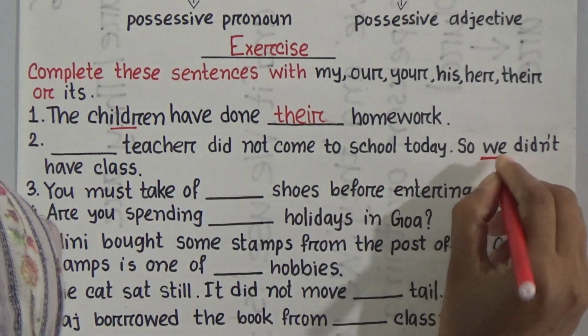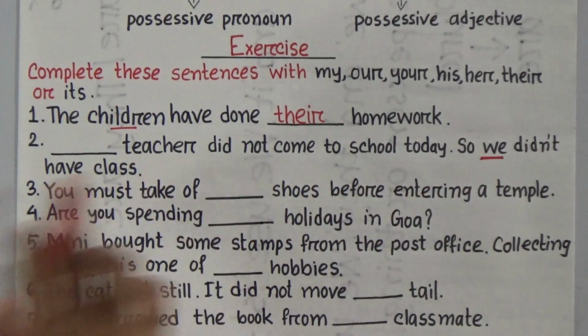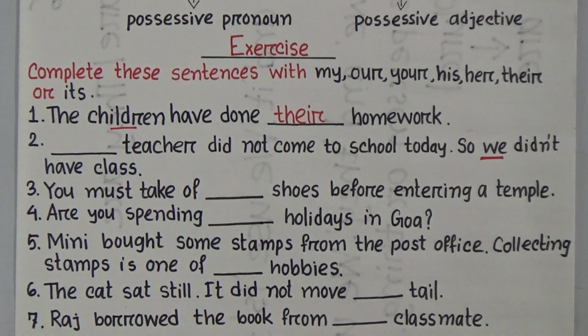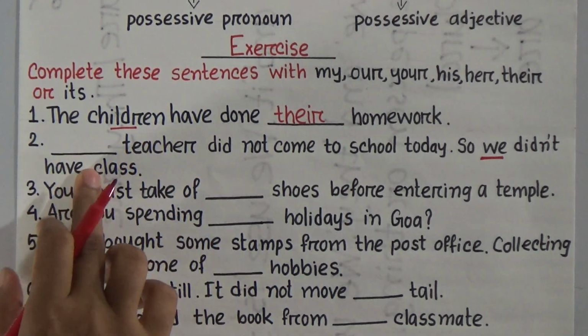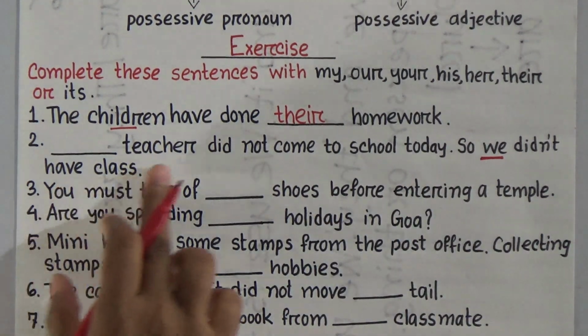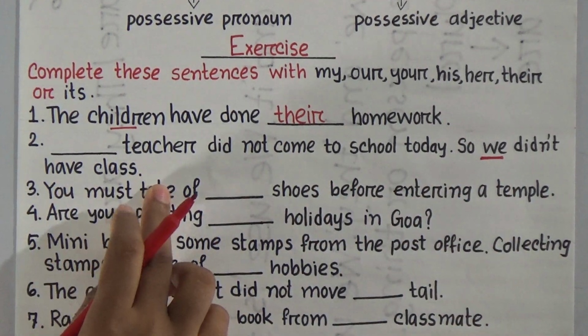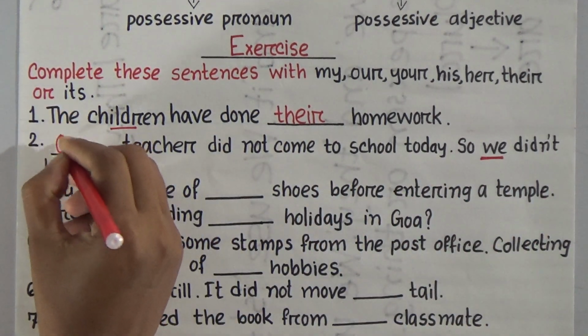Mark here, we. We means our teacher. You can't say his teacher, her teacher like this. So if you put our teacher, then the sentence will be correct. Our teacher did not come to school today, so we didn't have class. So you have to write our.